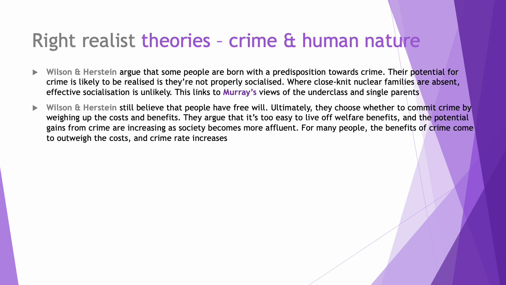Wilson and Hairston argue that some people are born with a predisposition to crime. Their potential for crime is likely to be realized when they're not properly socialized. Where close-knit nuclear families are absent, effective socialization is unlikely. This links to new right sociologist Murray's views of the underclass and single parents. Wilson and Hairston believe that people have free will. Ultimately, they choose whether to commit crime by weighing up the costs and benefits.